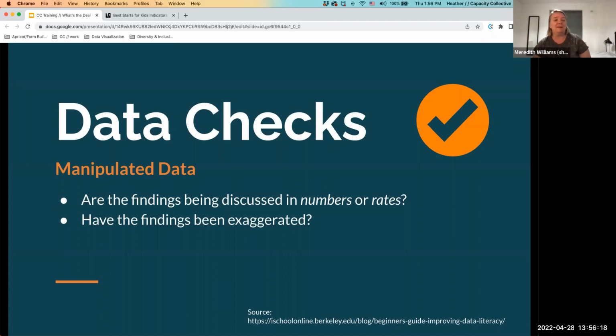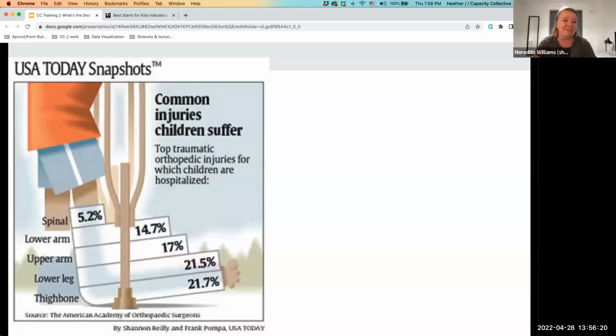And I've got a couple examples of manipulated data for you. This first one is from a USA Today article. Is anyone comfortable telling us what type of chart do you see there? Of course, you can use the chat or you can unmute.